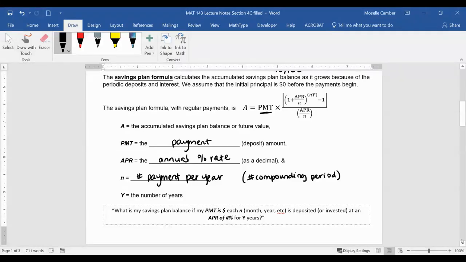So in general, the question you'll be asked is: what is my savings plan balance if my payment is so many dollars each month, year, etc., if it's deposited or invested at an APR of so many percent for Y years.